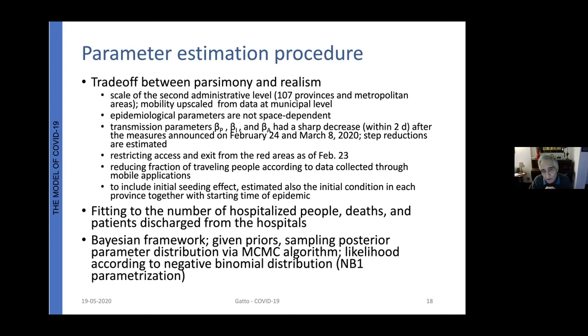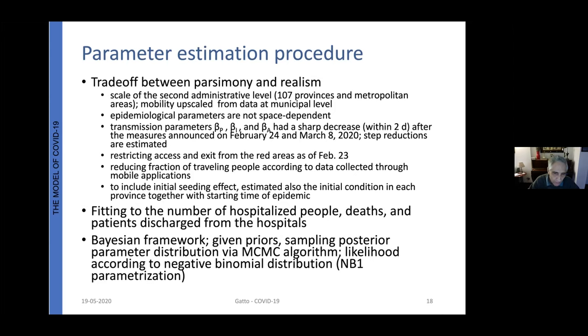The epidemiological parameters are not space dependent in this first paper that we wrote. The transmission parameters, beta presymptomatic, beta infectious symptomatic, and beta asymptomatic, are not space dependent. And then, of course, we had to take into account that there were containment measures. So we should expect that these transmission rates would decrease. So we consider a sharp decrease within 2 days after the measures announced on February 24 and March 8. And so we consider also the step reduction.